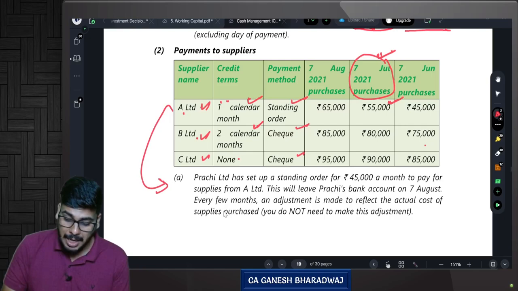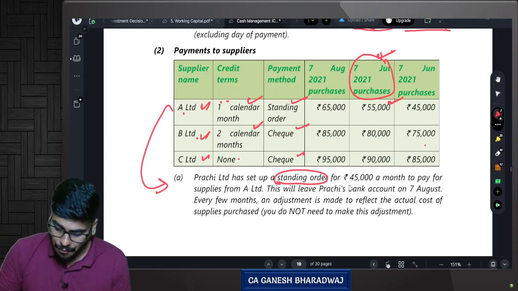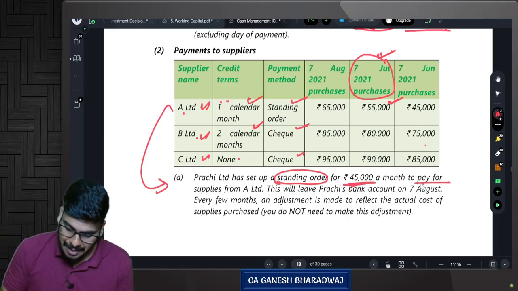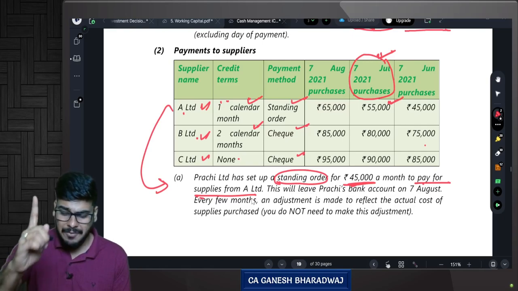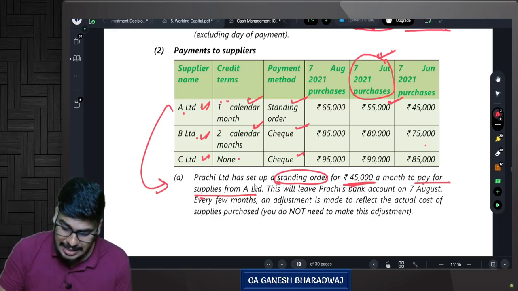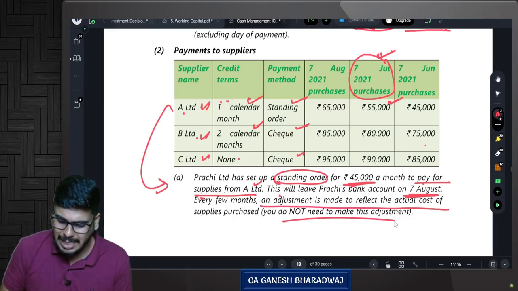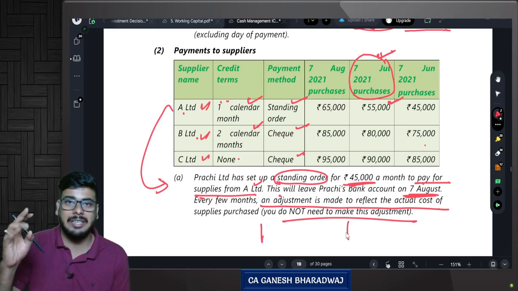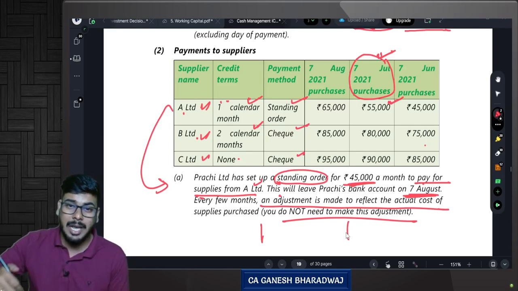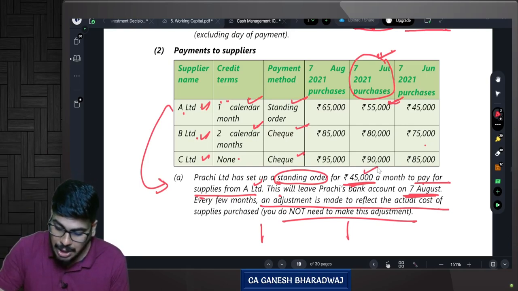Read this along. Prachi Limited has set up a standing order. Standing order means they have given an instruction to the bank for 45,000 rupees a month to pay for supplies from A Limited. So Prachi Limited has told their bankers, look, every month pay a flat 45,000 rupees on 7th of every month. Correct? This payment will leave Prachi's bank account on 7th of August. Every few months, an adjustment should be made, and this adjustment is not made during this period. So technically, from a cash flow perspective, during these 5 days, 7th, 8th, 9th, 10th, 11th, what is the amount of payment that goes from Prachi Limited to A Limited? It is not 55,000. It is 45,000 rupees only.